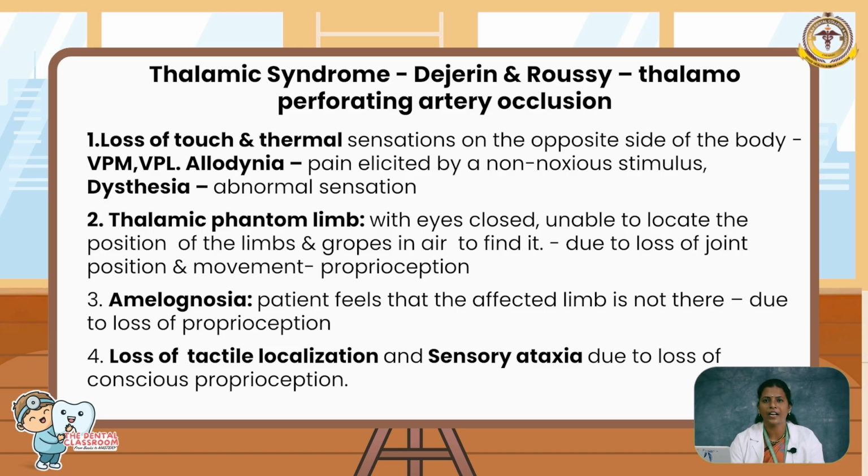There is thalamic phantom limb. This is most common in amputated patients, where with eyes closed they are unable to locate the position of the limbs, or they start searching in the air. This is seen due to loss of joint position or movement proprioception. Amelia is another condition where the patient feels that the affected limb is not there due to loss of proprioception. They also have loss of tactile localization and sensory ataxia due to loss of conscious proprioception.